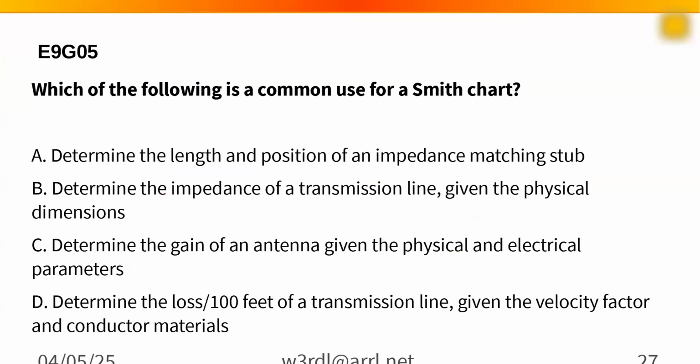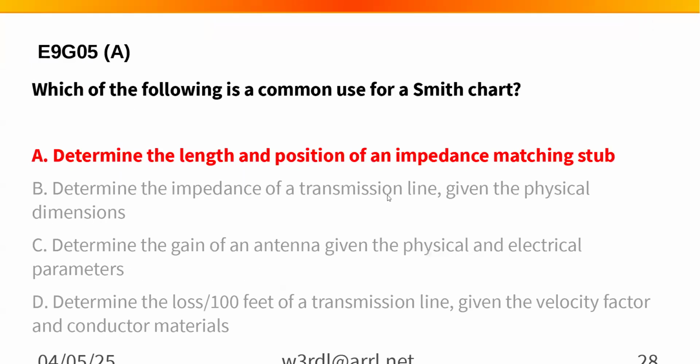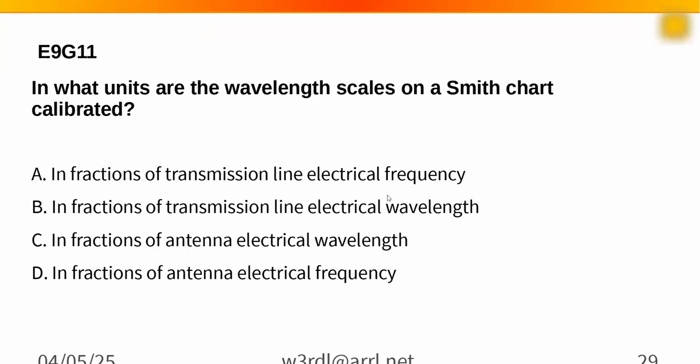Which of the following is a common use for a Smith chart? Well, it can't be both. Oh. Oops. In what units are the wavelength scales on a Smith chart calibrated?